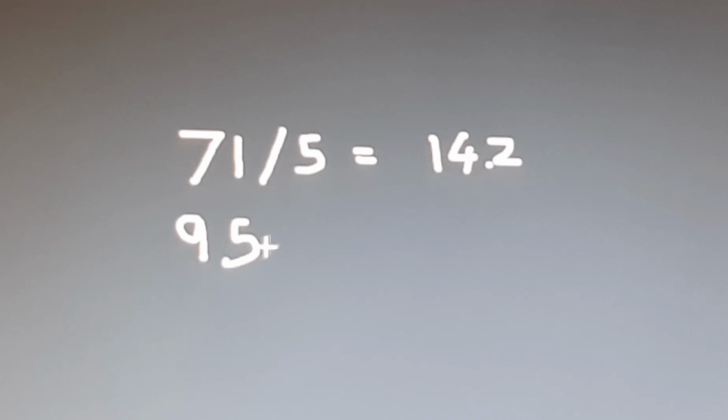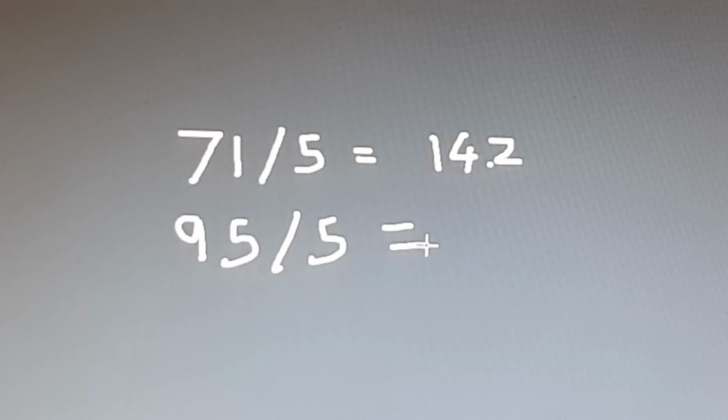95 divided by 5. You have to double the figure. Double of 5 is 10. You have to put 0 here and the carry forward number will come here. Double of 9 is 18. 18 plus 1 is 19. So your answer is 19.0. Okay, now we will go for another example, which will have three figures.